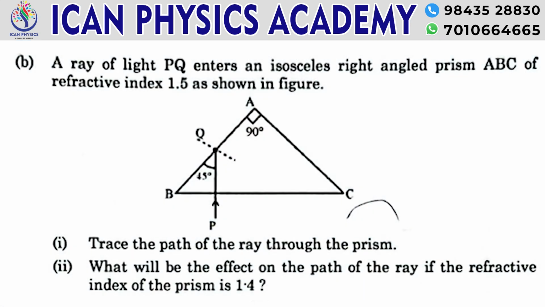Okay, now the second question. A ray of light PQ enters an isosceles right-angled prism ABC of refractive index 1.5 as shown in the figure. Trace the path of the ray through the prism, that is option A. Then the second question, B: what will be the effect on the path of the ray if the refractive index of the prism is 1.4? Okay, right.